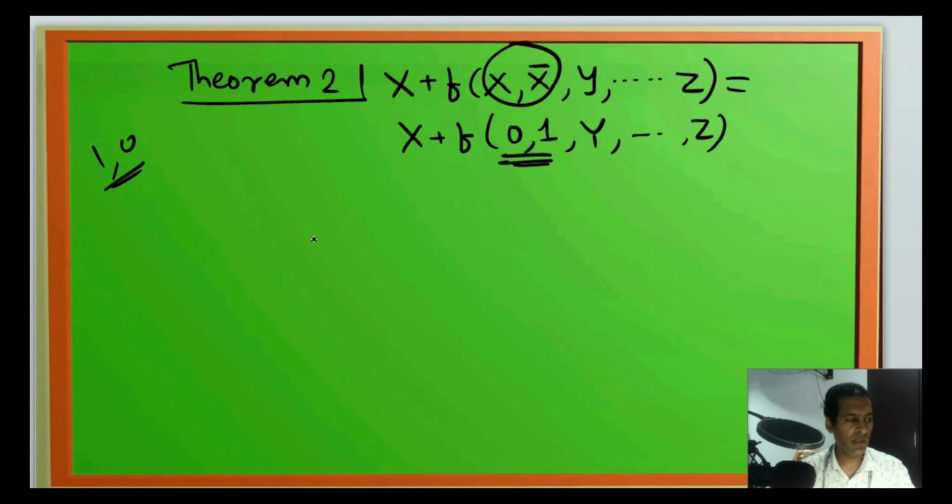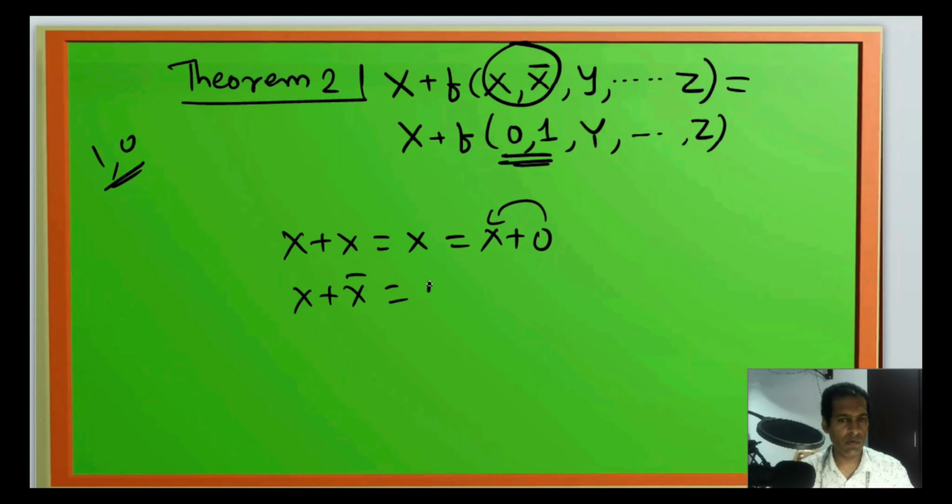Why can we do that? Because x plus x is equal to x, or we can say x plus 0. Adding 0 to any number gives the same number. And x plus x bar will be equal to 1, that is x plus 1. Because this rule is valid, we can write this theorem like this. So these are a few theorems, and with this we will stop this session here.